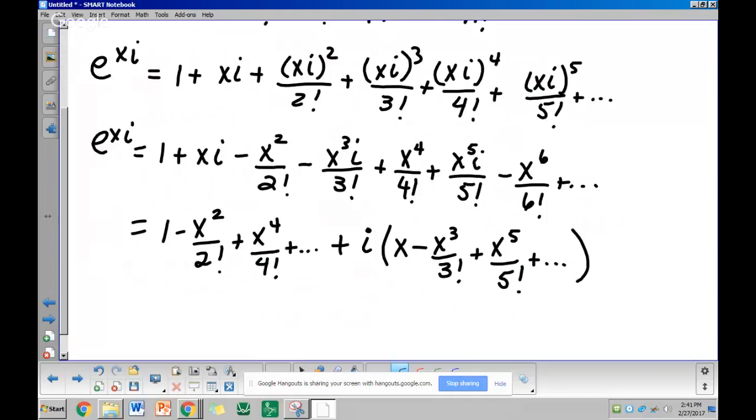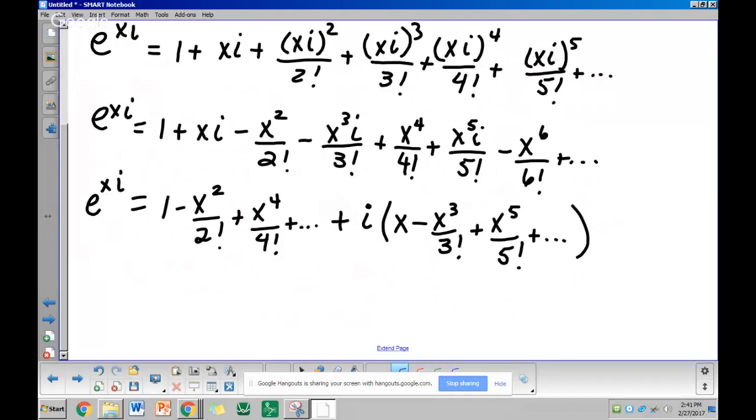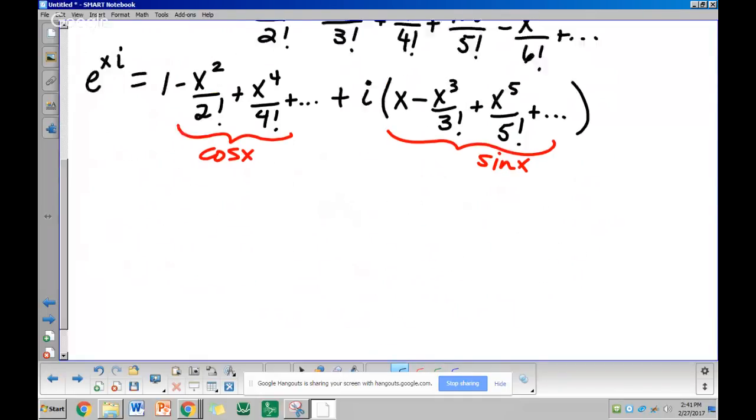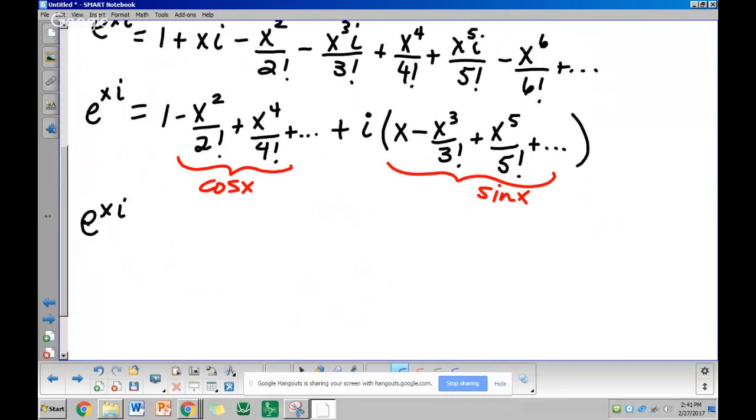What does that look like? What is this? This is cosine x. And this is sine x. So e to the xi is equal to cosine x plus i sine x.